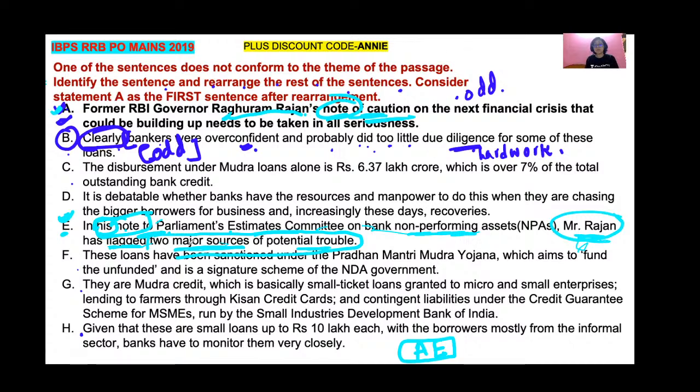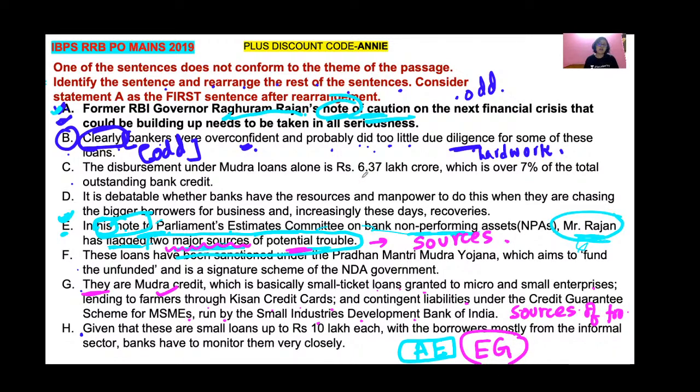You see, here Mr. Raghuram Rajan says two major sources of potential trouble. So now you have to mention the sources of potential trouble. And what are the sources? They are Mudra credit, which is basically small ticket loans granted to micro, small and medium enterprises, lending to farmers through Kisan credit cards, and contingent liabilities under the credit guarantee scheme for MSMEs run by the Small Industries Development Bank of India. So G explains the sources of trouble. Okay, that's why E and G is a pair.